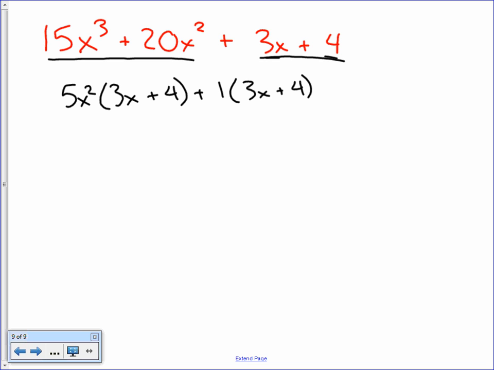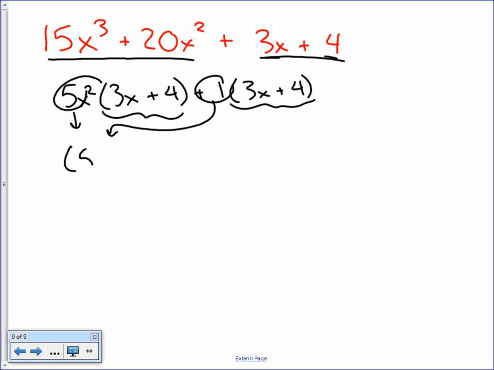And now, these are in common. Bring these together in one set of parentheses. So I have 5x squared plus 1 times the common binomial, 3x plus 4. And there we have it.